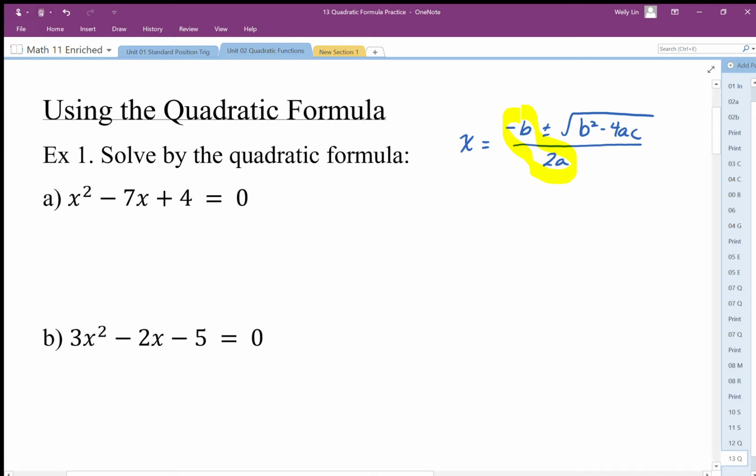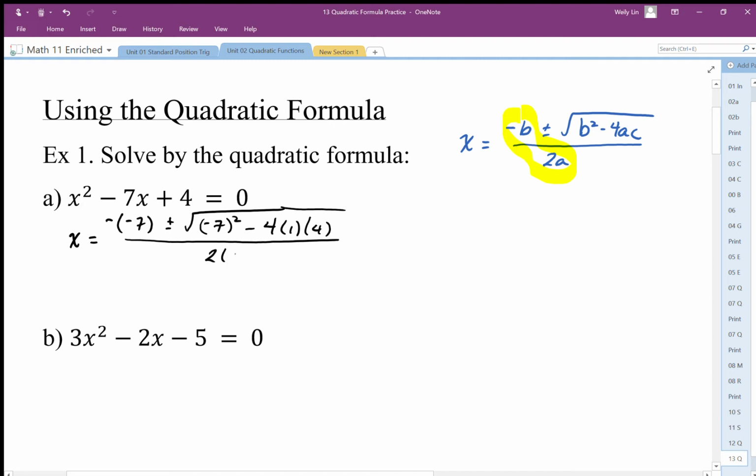So we just need to apply the quadratic formula here. So we're going to say x is equal to negative of negative 7 plus minus negative 7 squared. Make sure that we put that in brackets. Minus 4 times a times c, and that's all over 2 times a.